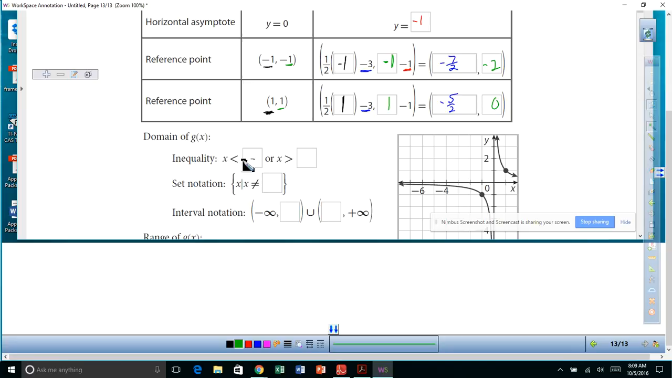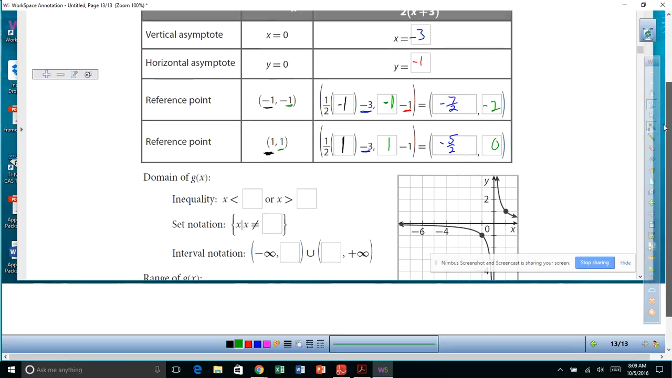Inequality: x is less than -3, x is greater than -3. We're still doing x. x such that x is not equal to -3. In interval notation, it'll be -infinity to -3, and -3 to positive infinity. Cool.